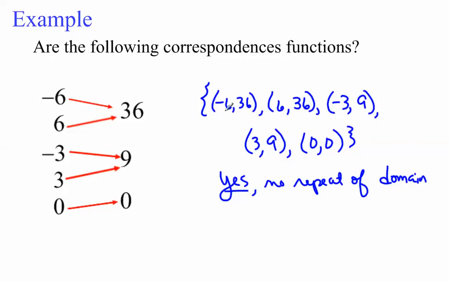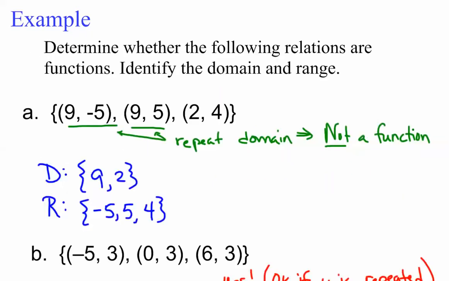Over here, I've got another example. I've got it listed out as ordered pairs. So 9, -5, 9, 5, and 2, 4. Well, my domain is the 9 and the 2. There's no point in repeating it. The range is the -5, the 5, and the 4. But this is not going to be a function because in this case, the first element, 9, got paired with two separate different things in the range, and that's not permitted.